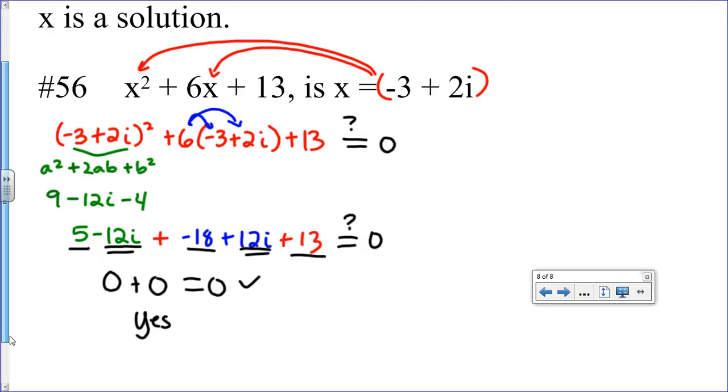Questions about that? In our next section, 1.5, we're going to be solving quadratics. And sometimes we get complex solutions. Well, we can still plug those in to check that we got our answers right. Okay, we're going to stop there, and then we'll do a few whiteboards.